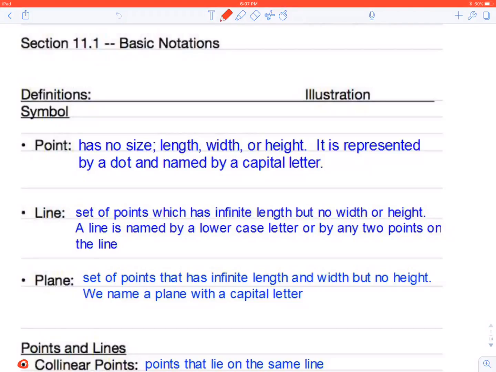Hey, future teachers. I'd like to just go through a few basic definitions with you. And you can read, so I'm not going to do that for you, but just wanted to take a look at a couple of these.